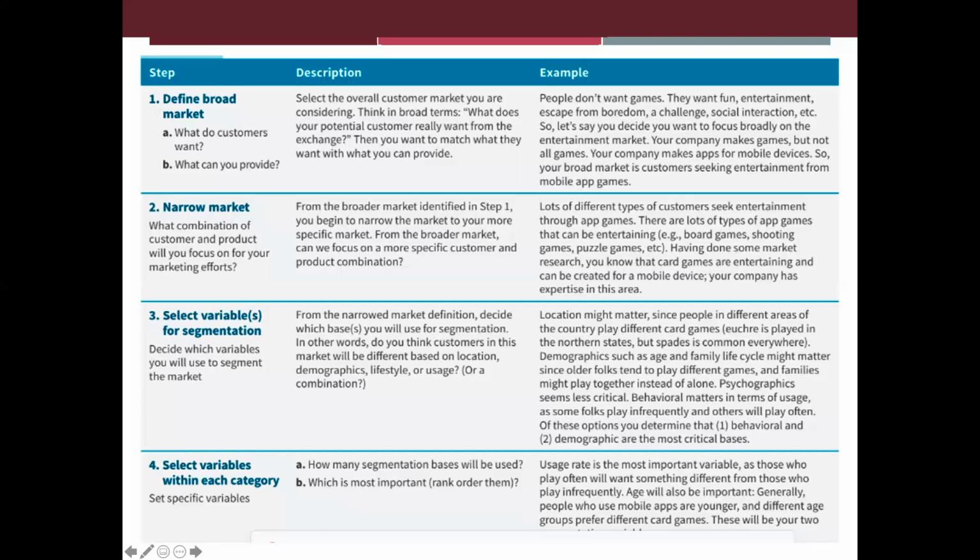All right. So we define our market, we narrow it down, and then we are going to select some specific things we want to segment on. So we might narrow it down probably a little bit more by that lifestyle or by how someone's going to use the product, okay? We select the variables we want within each category.